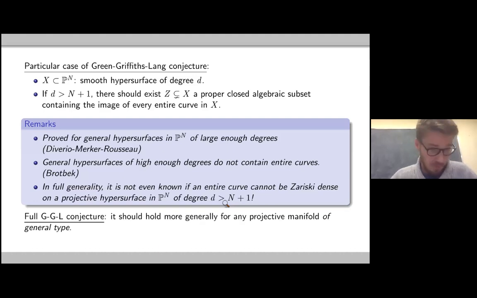And so for people who know a little more about algebraic geometry, the real conjecture is that for a projective manifold of general type, there should exist a proper closed subset that contains the image of every entire curve, and being of general type means that the canonical bundle is big.